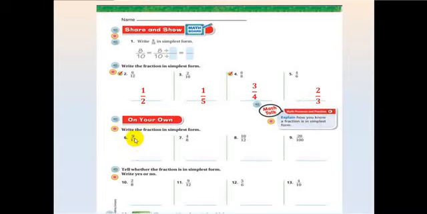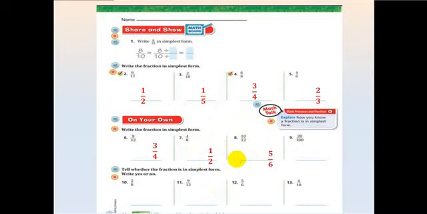Factors for 9: 1 times 9, 3 times 3. And 12: 1 times 12, 2 times 6, and 3 times 4. The common factor is, yes, 3. We divide numerator and denominator by 3. It will be 3 over 4. Here 4 and 8, the common factor is 4. Divide by 4, 4 becomes 1, and 8 becomes 2. 10 over 12, the common factor is 2.